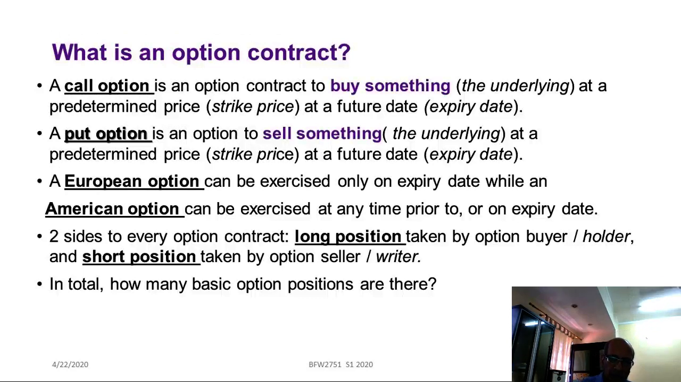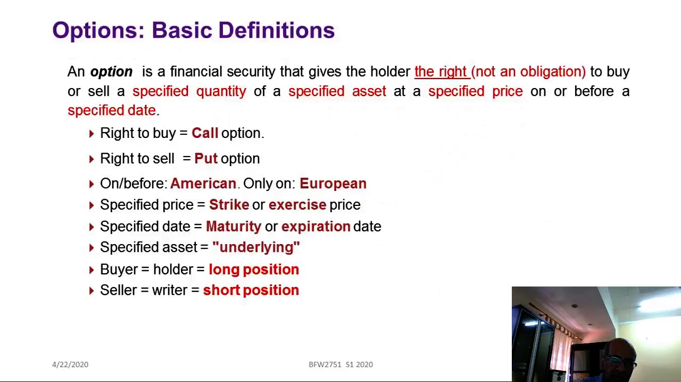Well, we have seen the very basic ideas about options as a derivative. Let us get into the basic definitions of the option. As I told you, an option contract is a financial security that gives the holder the right to buy something if you are having a call option, or to sell something if you are going for a put option. But that does not mean there is an obligation.